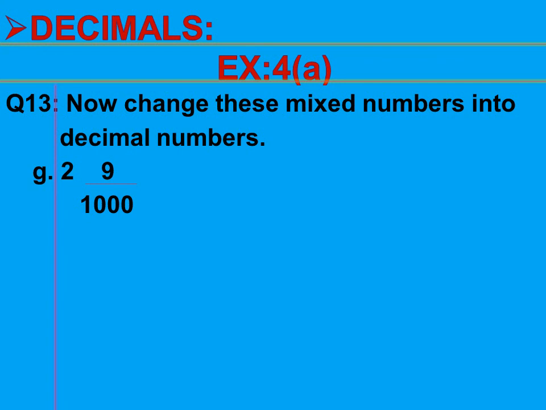Now dear students, we will move to the next part. Now we have a mixed fraction, that is 2 9 by 1000. Now dear students, we have a multiple of 10 in the denominator. So we will just replace the digits. We will replace the 0 in the denominator with the digits of the numerator. Now let's see. We will simply write 9 to replace this 0.